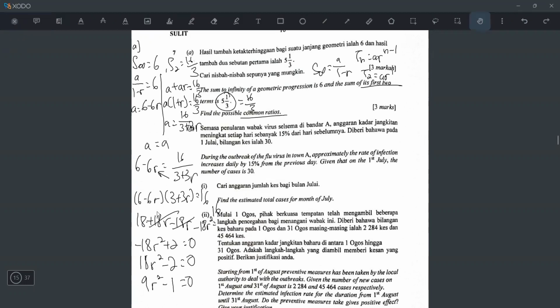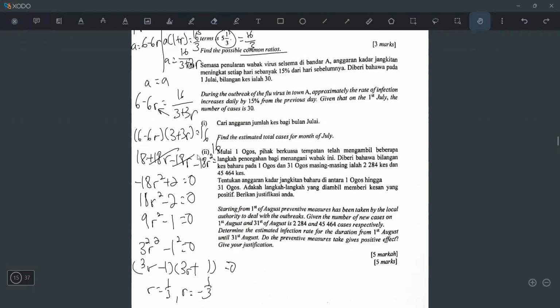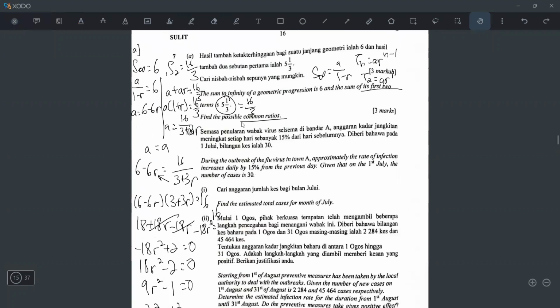All right. And this one I can factorize. But this one you don't need a calculator. To factorize, you just change the 9 to 3 squared and change the 1 to 1 squared. Open 2 brackets. 3r 1, 3r 1, 1 minus, 1 plus. So the r is 1 over 3, the other r is negative 1 over 3. That's it. But if you use a calculator, you get the same answer also. All right, that's the answer. So there are two answers.